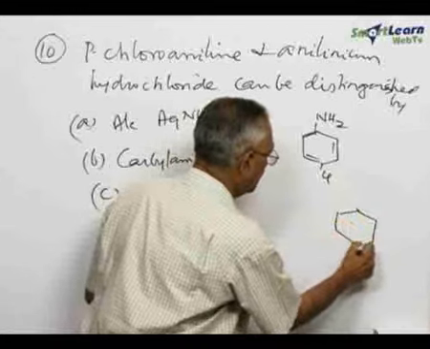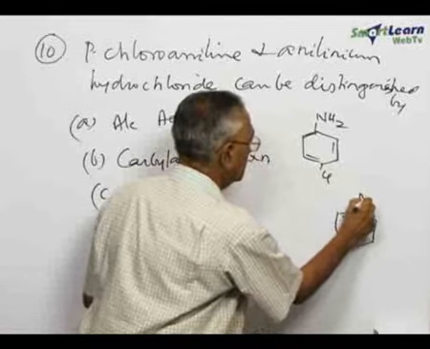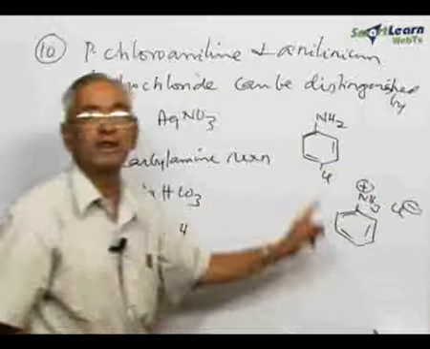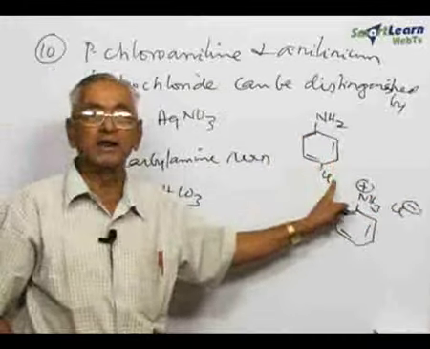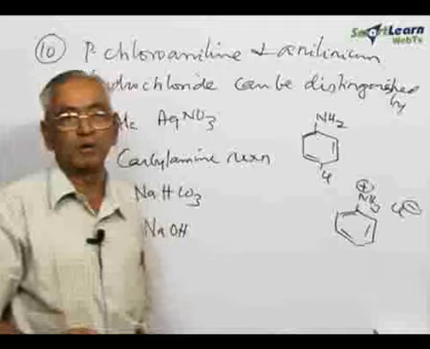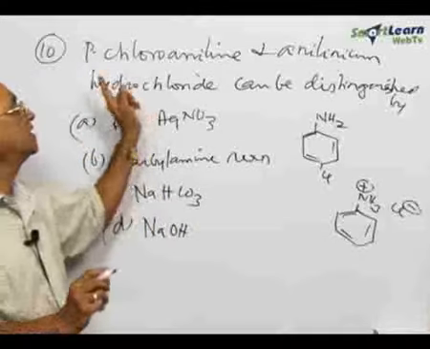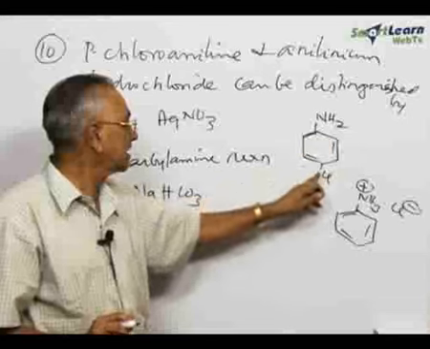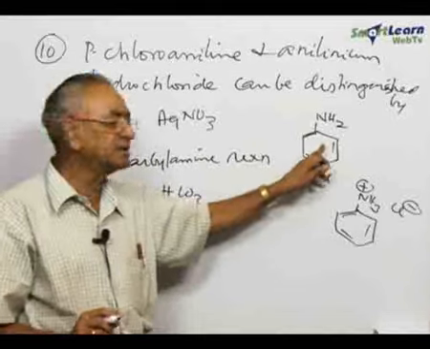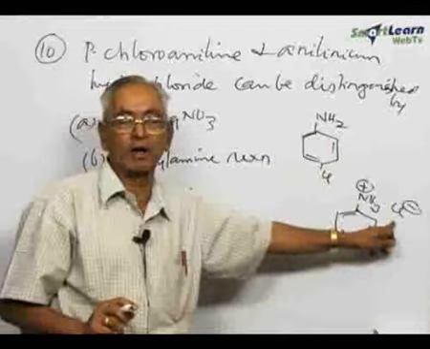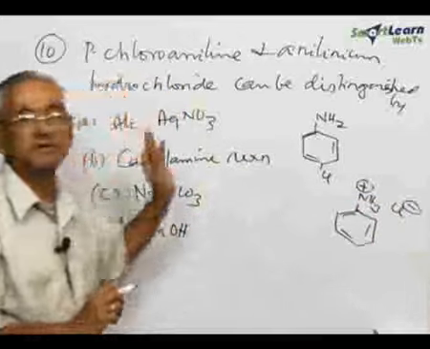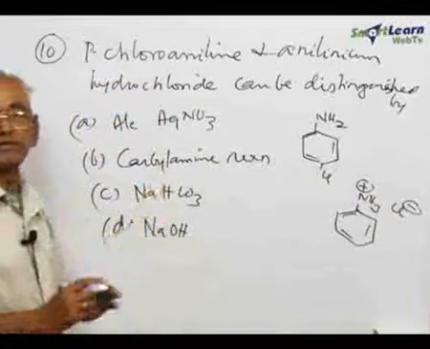Anilinium hydrochloride is aniline on reaction with HCl. This is the anilinium hydrochloride. This is parachloroaniline and this is anilinium hydrochloride. The question is how to distinguish between these two compounds. It looks like both contain chlorine; this contains the nuclear chlorine, this is only an ion, chloride ion, as a counter ion for the anilinium positive ion. How will you distinguish between the two? Four choices are given there.